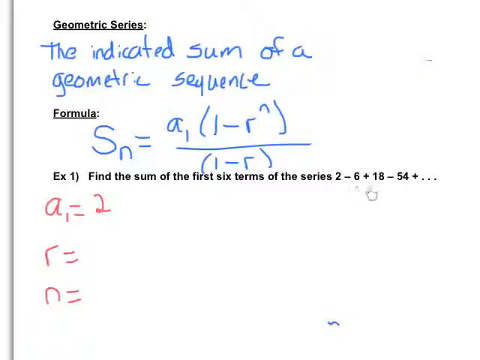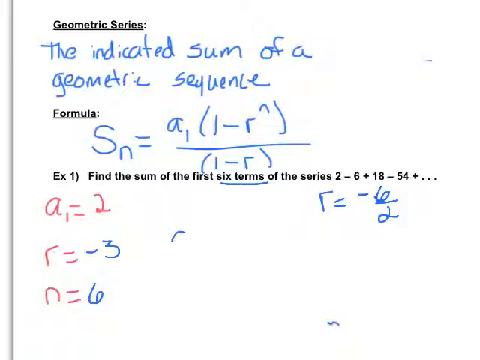minus 6 plus 18 minus 54. So when you see subtraction, it's the same as 2 plus negative 6 plus 18 plus negative 54. So the sign's going to change. So to find the common ratio, it's the same process. The common ratio is going to be negative 6 divided by 2. So the common ratio is negative 3. And then n, when I want to find the first 6 terms, n is 6.